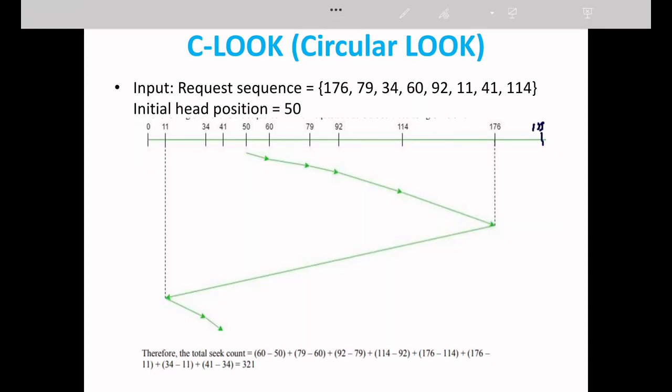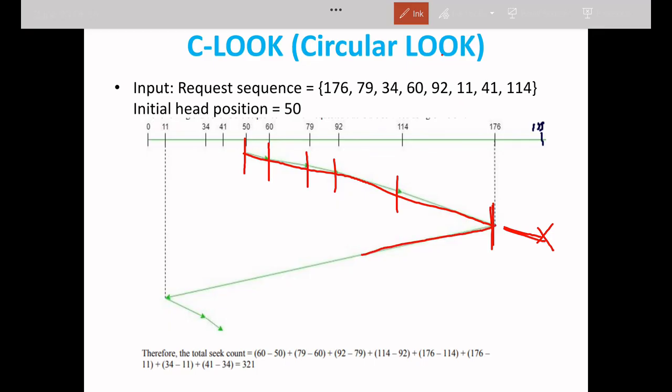If you see the same example, I started from here, I am going in one direction, and I serve each and every request. I am not reaching the end position because there is no request. This is the last one in this direction. Then I am coming back. Whenever I am on the return trip, if there is no request, I will never fulfill any request.